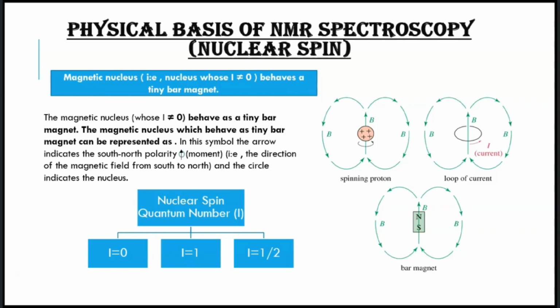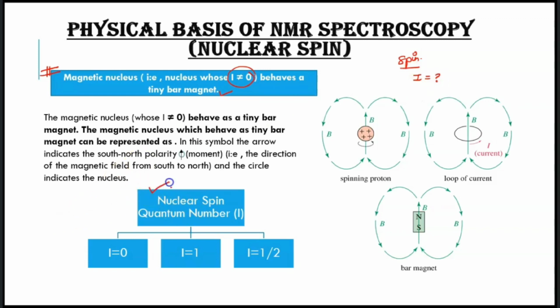Correct? So, हर atomic nuclei की एक property है जिसको आप बोलते हो spin. Right? As if the nuclei behave as if they are consistently spinning around their axis. So, जितने भी magnetic nuclei होंगे, that is जिनकी I value is not equal to 0, will behave as a tiny bar magnet. Now the question arises, what is I?